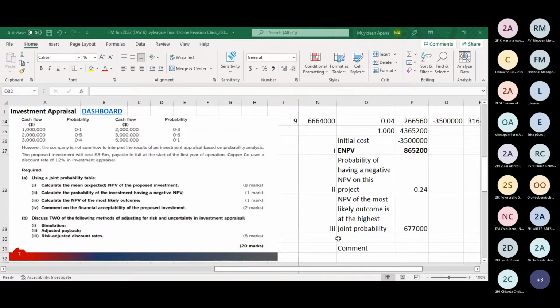Can you go over this NPV of the most likely outcome again? Okay. So this is saying the NPV of the most likely outcome is at the highest. So that's our definition, that it is at the highest joint probability.